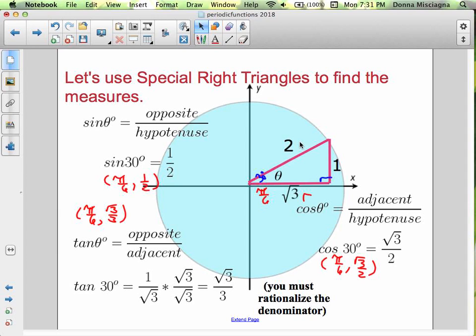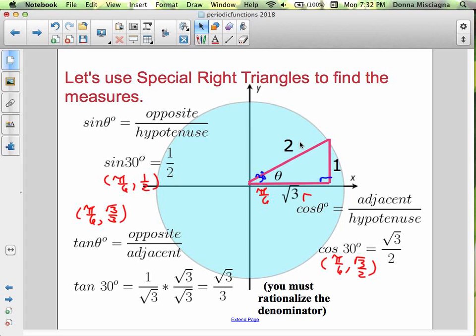Tangent is opposite over adjacent, right? So that would be 1 over square root of 3. When we rationalize it, it's square root of 3 over 3. So a point on the tangent graph is pi/6, square root of 3 over 3. And you'll see how these come into play a little later on.